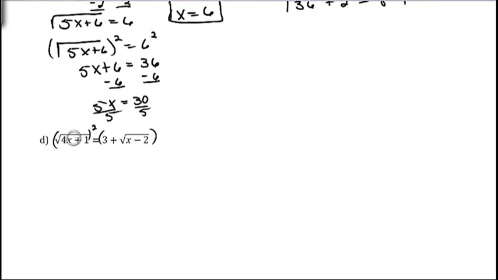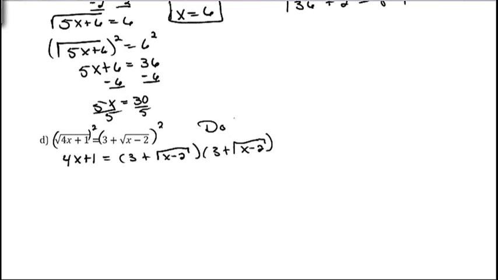And when we square this side, because it just has the square root by itself, the square root and the square will cancel each other out, so you get 4x plus 1. Here, when you square this side, you need to remember to do FOIL, because it's this whole quantity times itself. So we have 3 plus the square root of x minus 2 times the quantity 3 plus the square root of x minus 2. And so you need to remember to do FOIL.